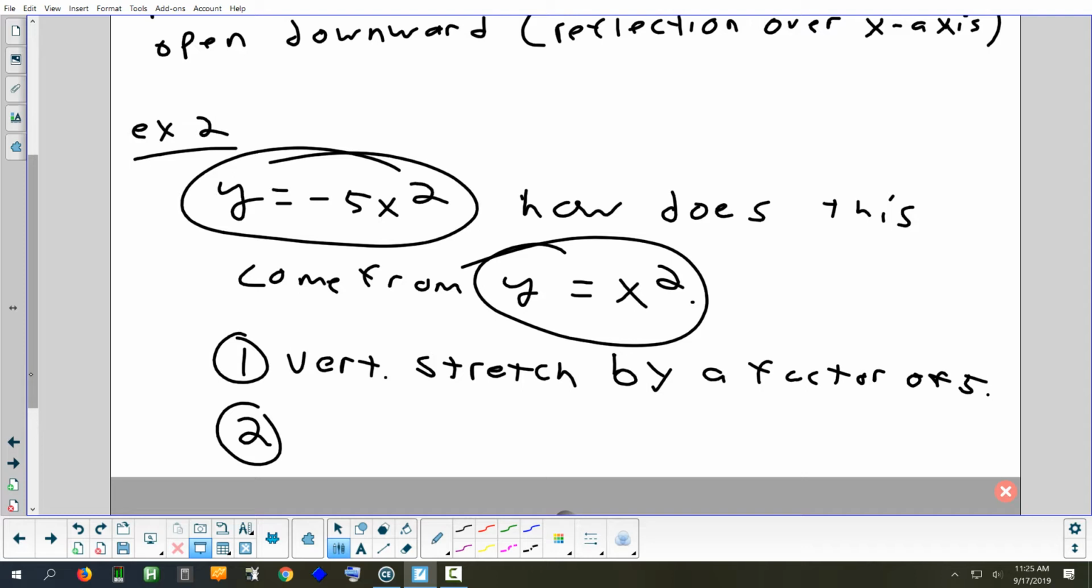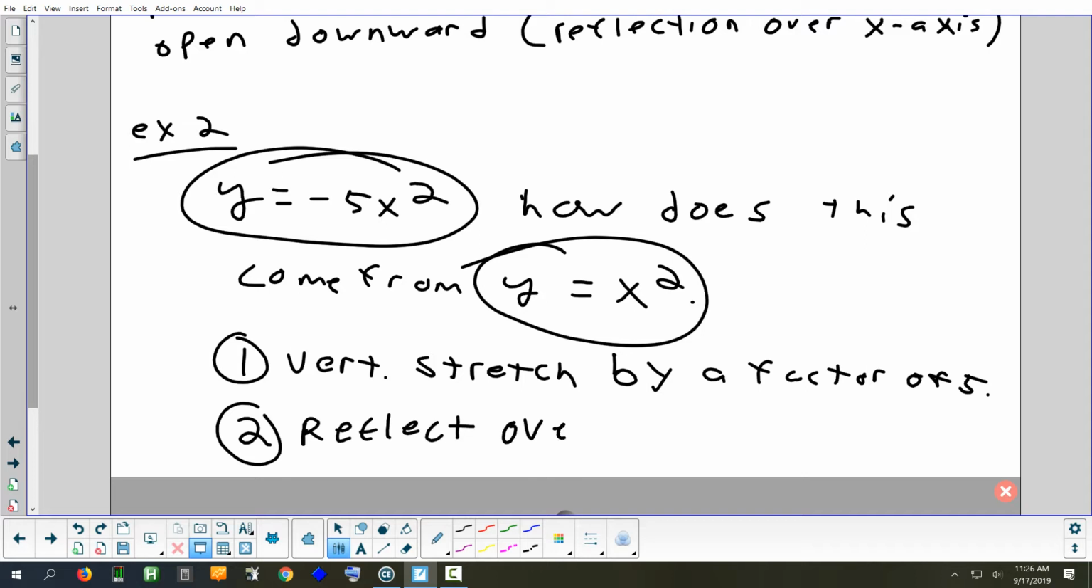Okay, so vertical stretch by a factor of 5, that's the first one. And now, the negative. What does the negative also cause to happen? Yep. Vertical reflection across the x-axis. Yeah, it's a vertical reflection, or you can just say reflect. Some people say flip, that's fine too.